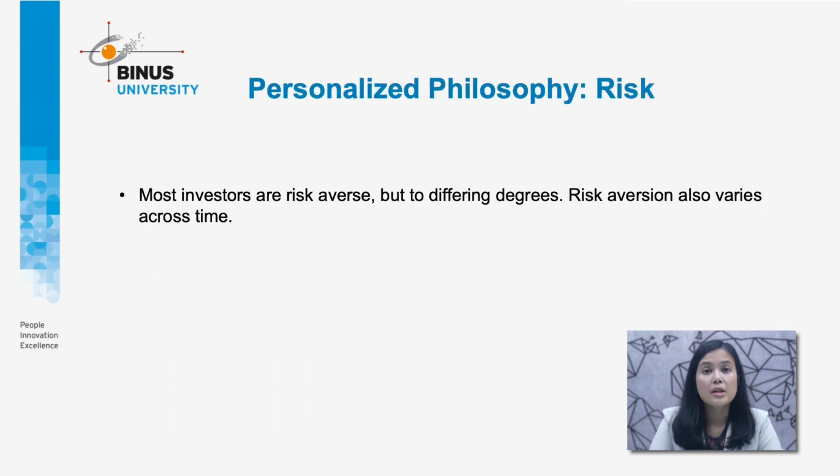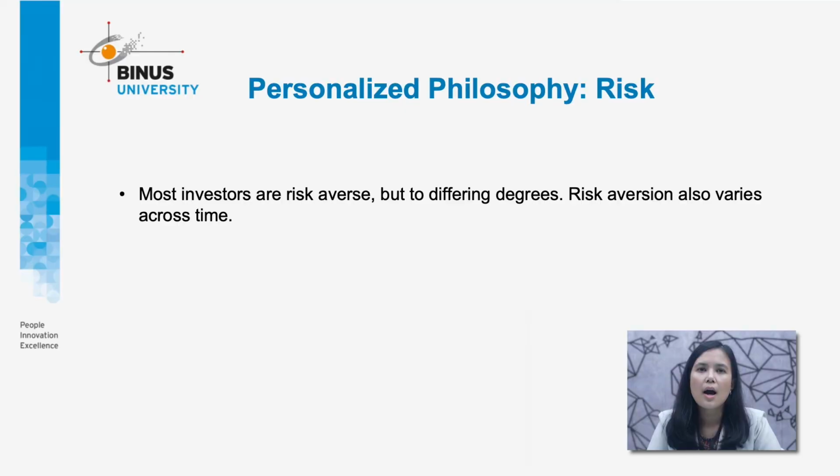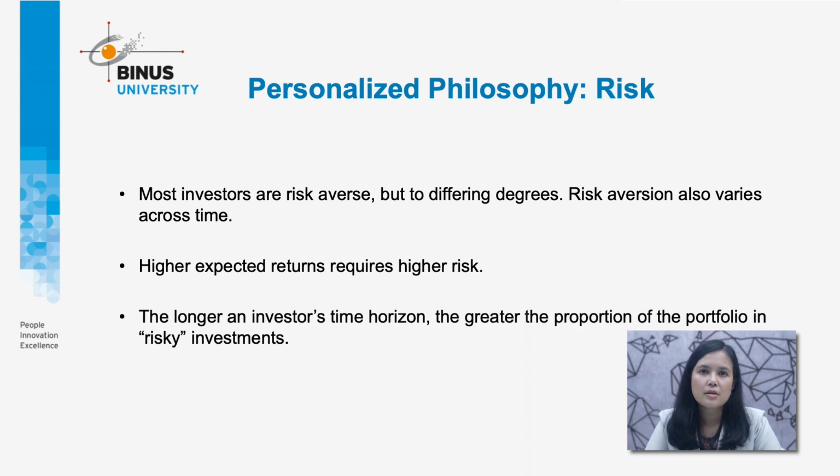Most investors are risk-averse, but to different degrees, and it also varies across time. A risk-averse investor is an investor who prefers lower returns with known risk. In other words, among various investments giving the same return with different levels of risk, these investors always prefer the alternative with the least risk; that is, higher expected returns require higher risk. The longer an investor's time horizon, the greater the proportion of the portfolio in risky investments, as a longer investment horizon can generate much greater profits than a short-term investment.